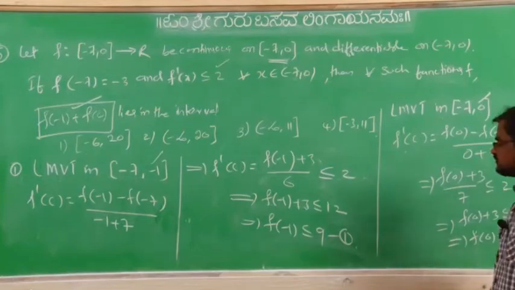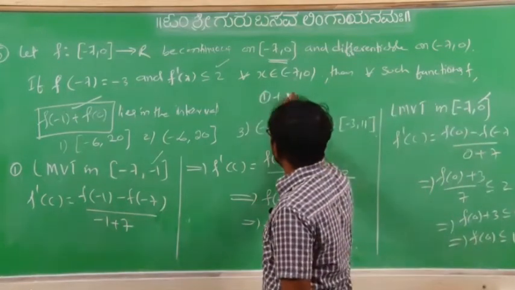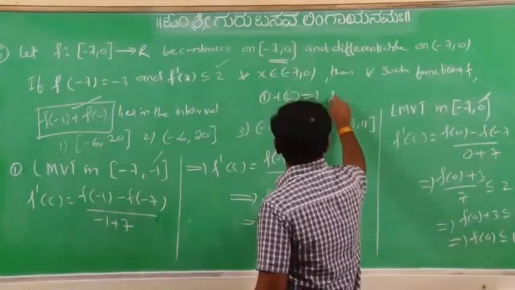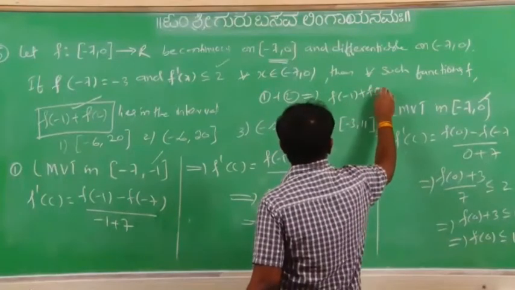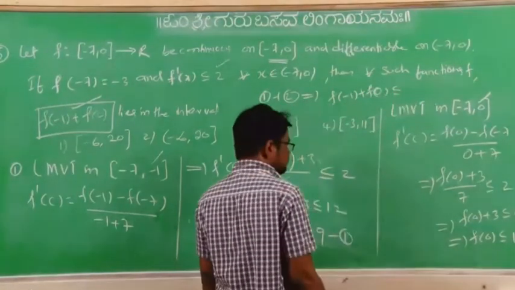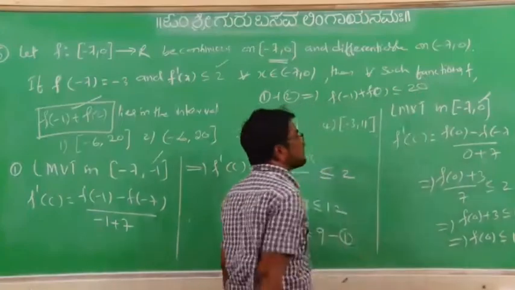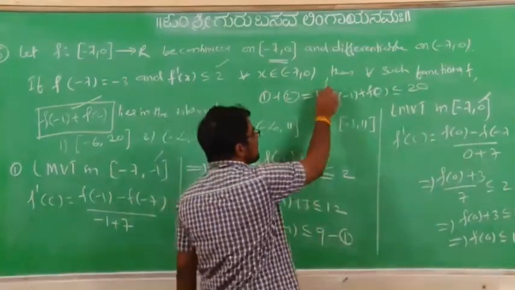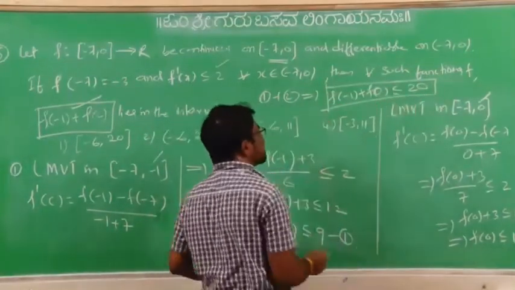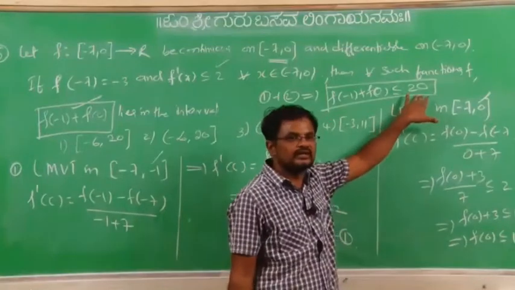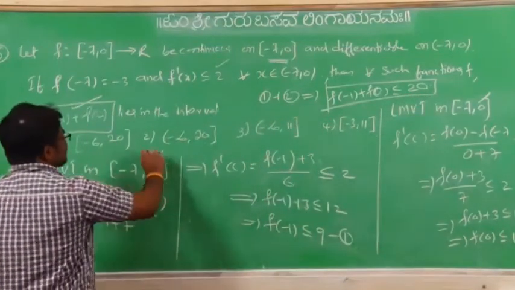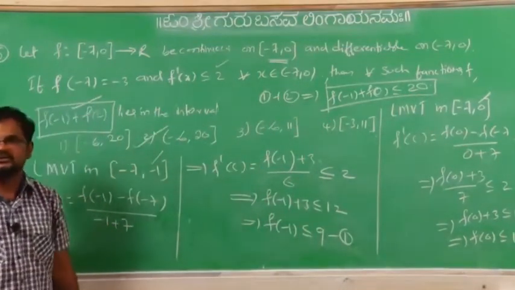Add 1 plus 2. If you add 1 and 2, what you will get? f(-1) plus f(0) less than or equal to 20. So this value is less than or equal to 20, means maximum is 20. So that's why our answer is minus infinity to 20. Like that we have to do.